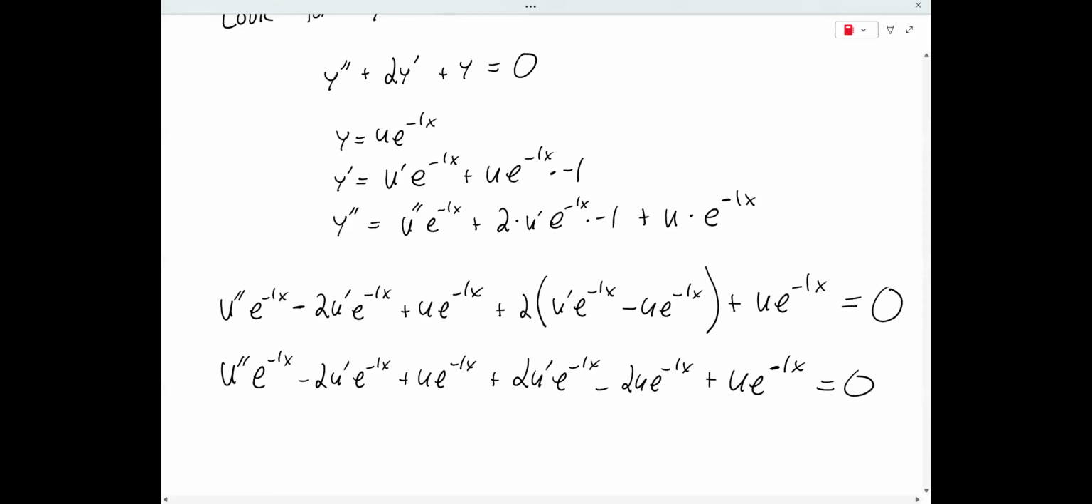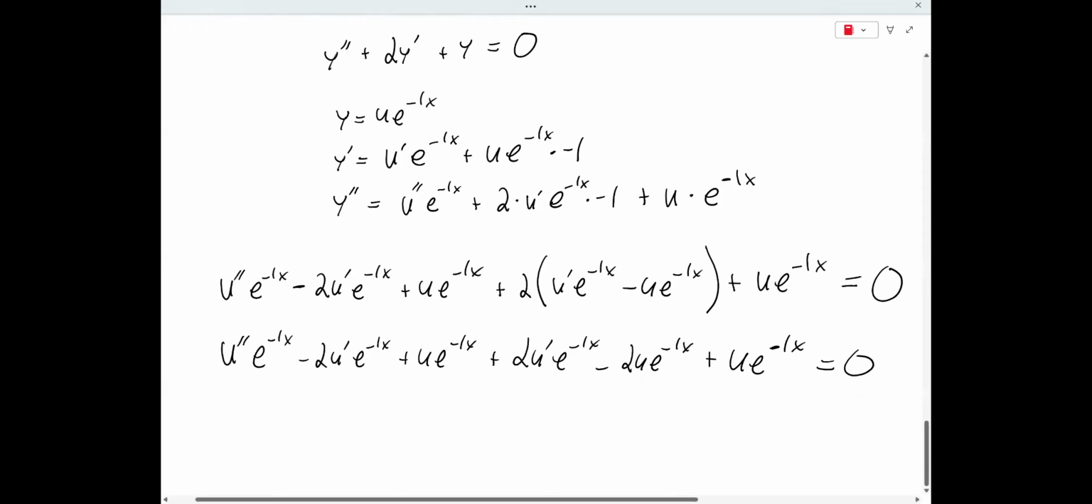So I took that 2 through. And actually, if you look at this, it's kind of nice. I think it's nice. Maybe it's not. Is there canceling?